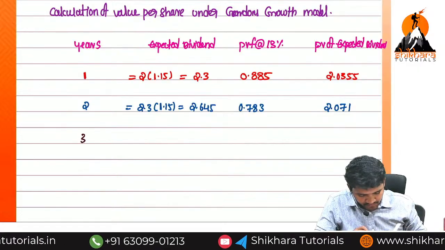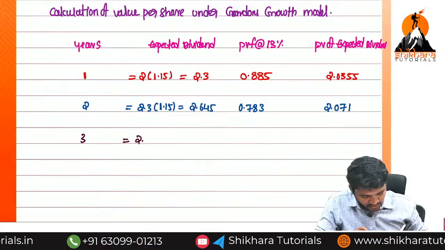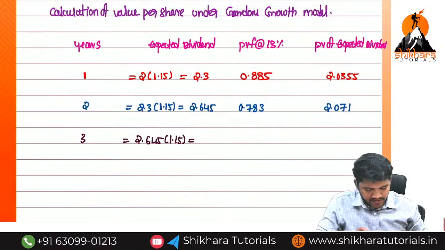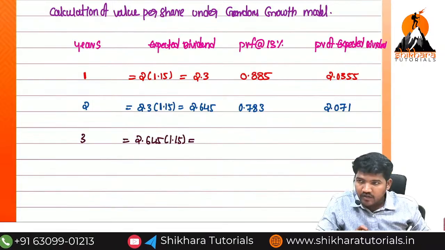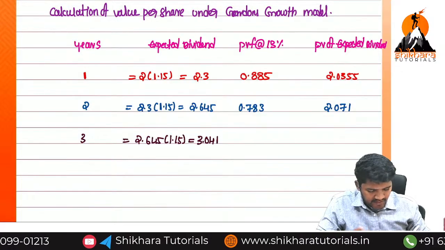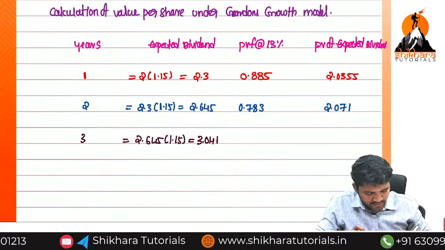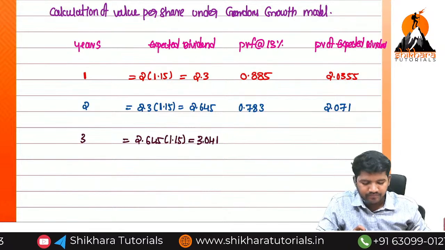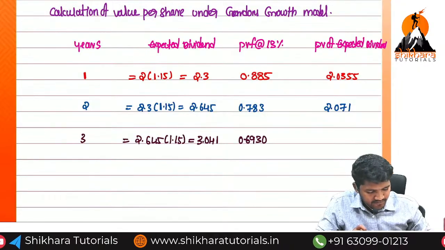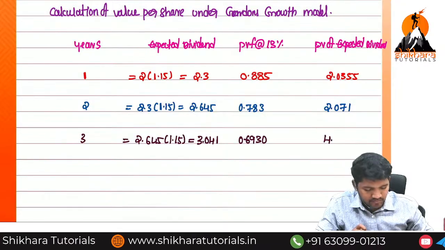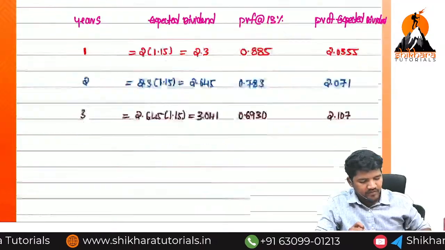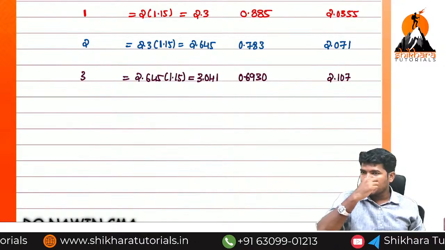Third year, please. Previous year 2.645, grown by 15%. Answer: 3.041. Go with the 3 decimal places. What's the present value factor? 0.693. What's the present value of expected dividend? 2.107. Now come to the 4th year.